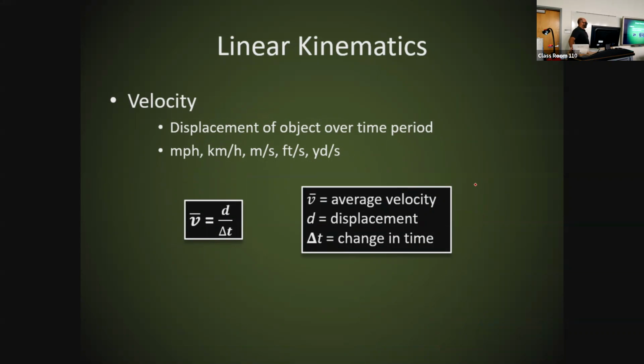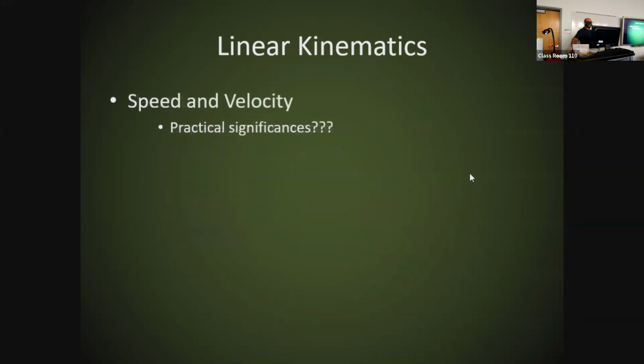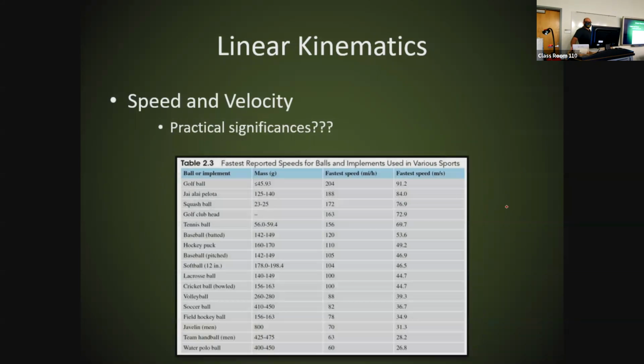So the average velocity, then, is displacement divided by the change in time, or the time interval that it took. And any practical significance there in terms of speed and velocity? Maybe. It kind of depends upon what it is. The big thing, though, no matter whether you use speed or velocity, because again, we use those terms interchangeably almost all the time, but they don't necessarily mean exactly the same thing.